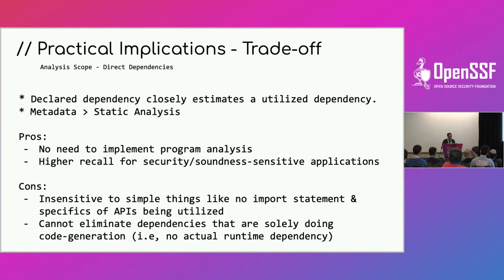And then, yeah, so those are the pros. The cons, on the other hand, is that you miss out on things. For example, if you have a library that has no import statements, and you want to look at maybe some specific APIs, you kind of have to go down and understand what the APIs being used are, etc. So then you still would need the use of call graphs.